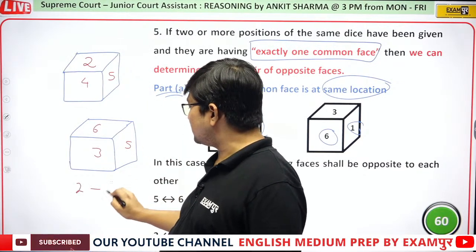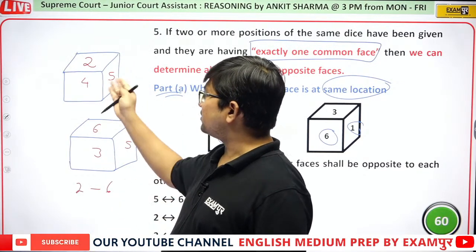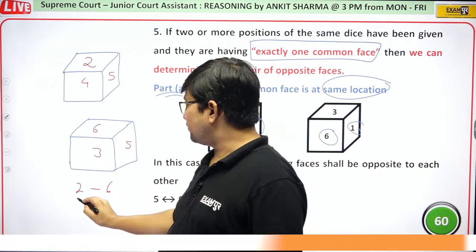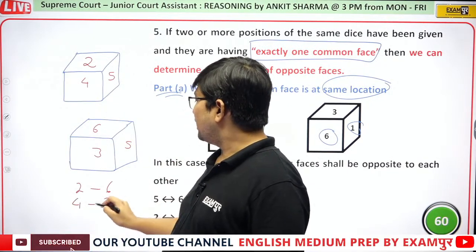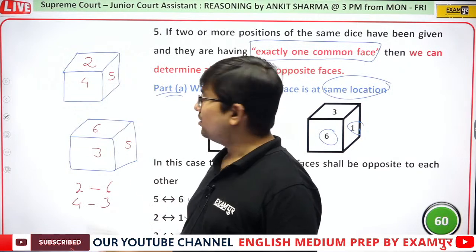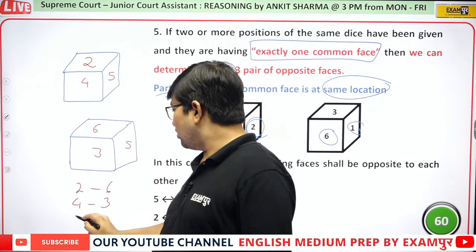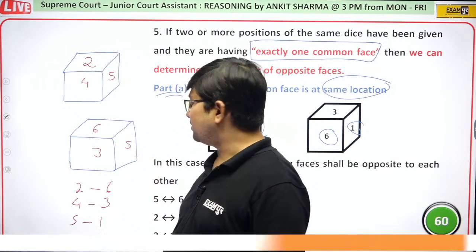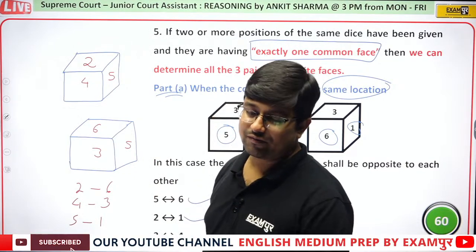So 2's opposite is 6. Opposite to front is front. So 4's opposite is 3. And now opposite to 5, what can be there? Opposite of 5, only and only 1 can be there. That is the way. So this is how we will be doing.